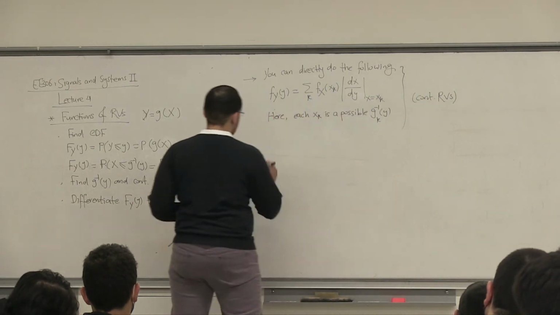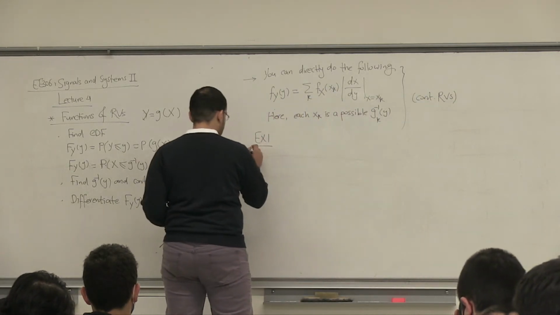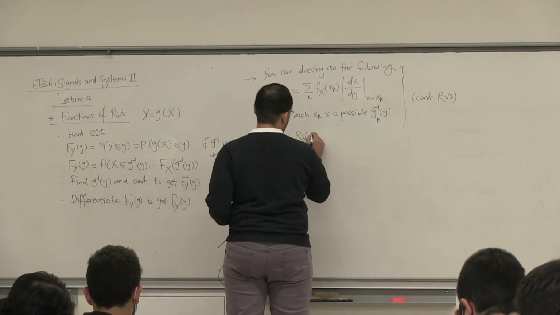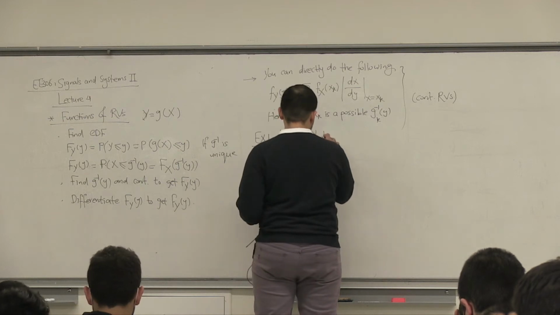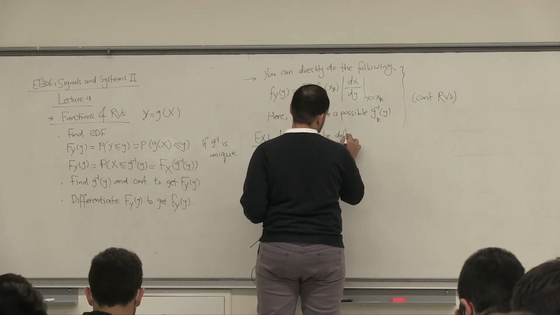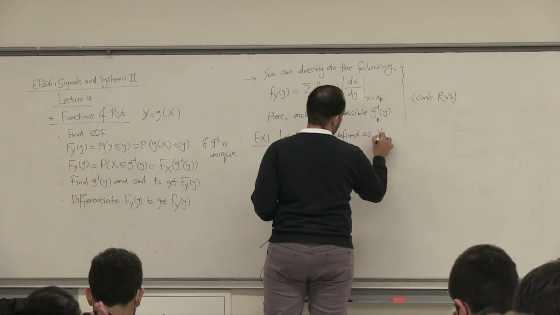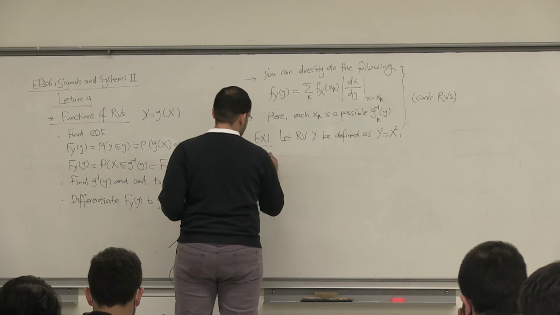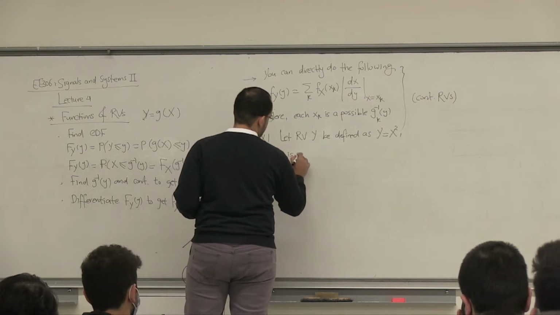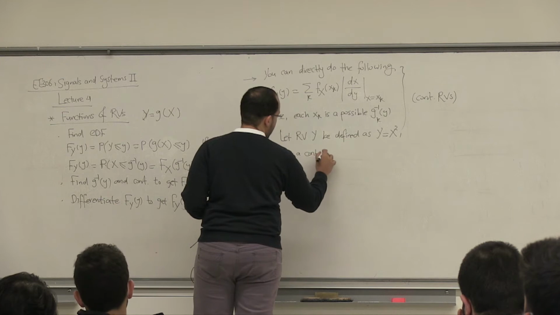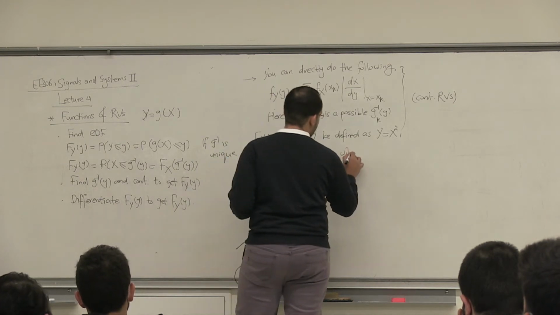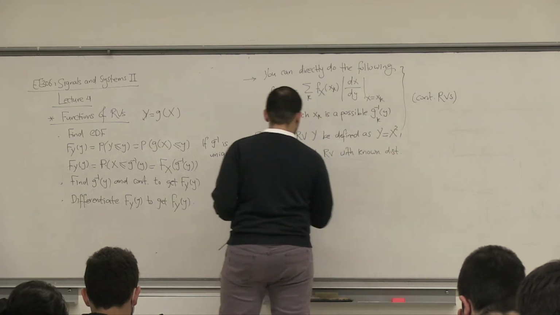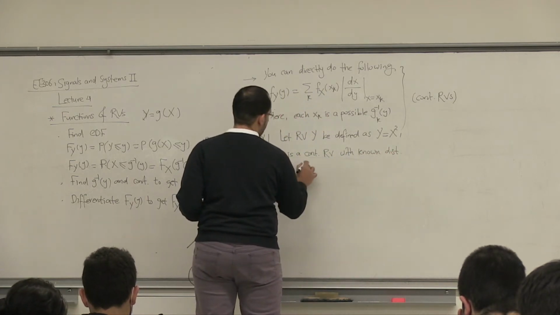Awesome. Let's do an example. Example 1. Let random variable Y be defined as Y equals X squared, where X is a continuous random variable with known distribution. Find the CDF and the PDF.